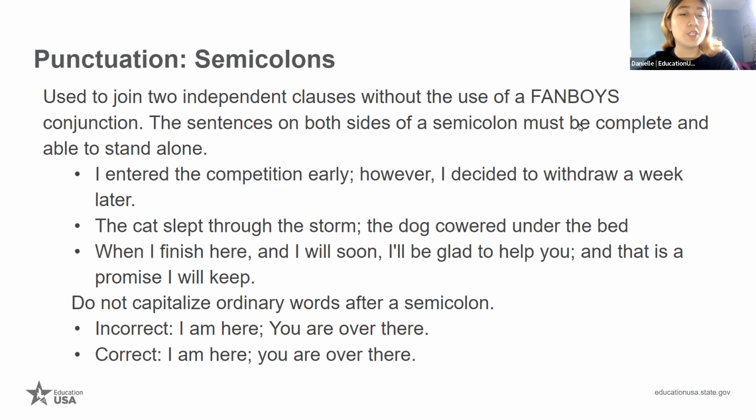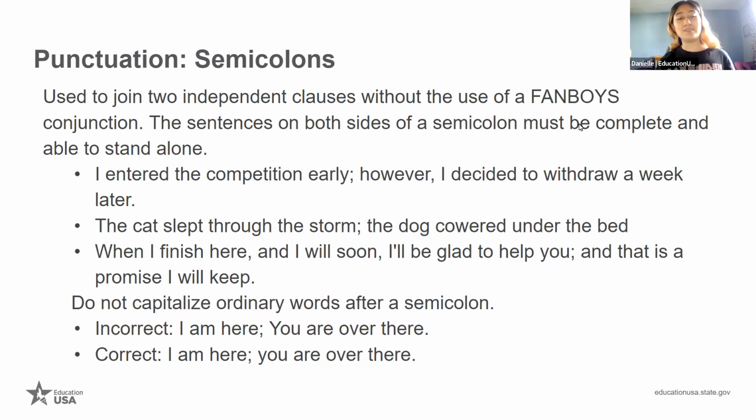I entered the competition early. However, I decided to withdraw a week later. Okay. I entered the competition early. Boom. You can include a transitional word. However isn't a FANBOYS, but however, I decided to withdraw a week later. I decided to withdraw a week later. That stands alone. So you still have the two independent clauses here and the semicolon.